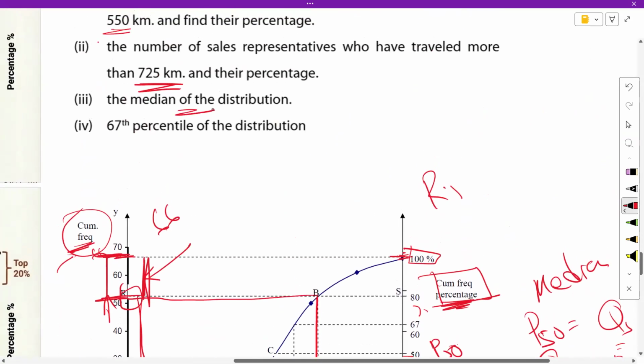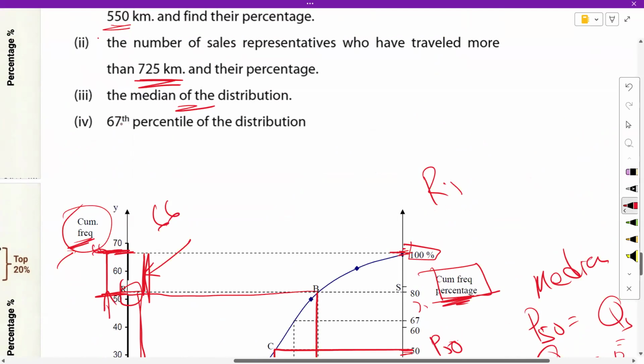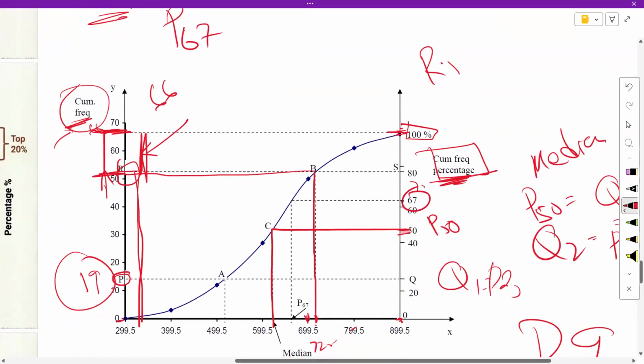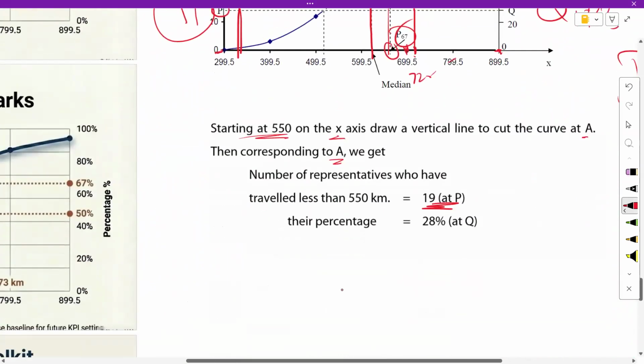In that way also we can find the median of the distribution. Very easy. Here we see the 50, P50, and then here is the median. And the 67th percentile of the distribution, P67. Here we point 67, and then the cutting point here is P67. In this way we can find the answers.